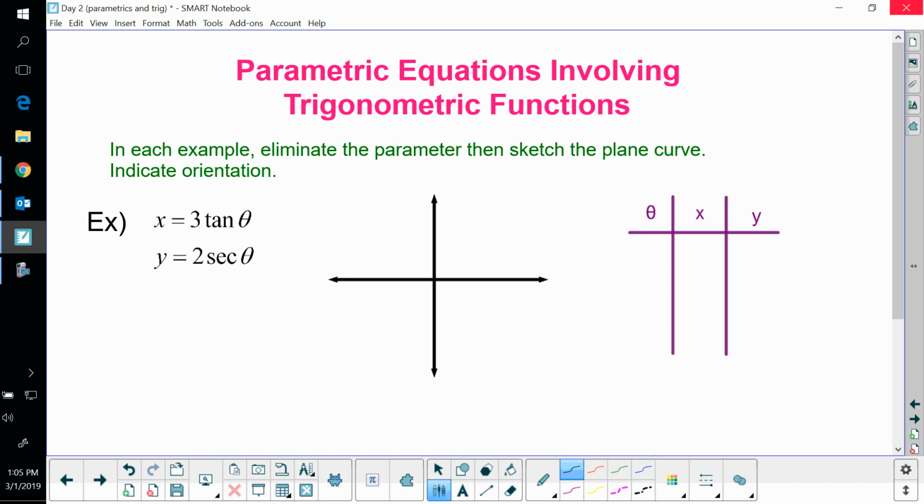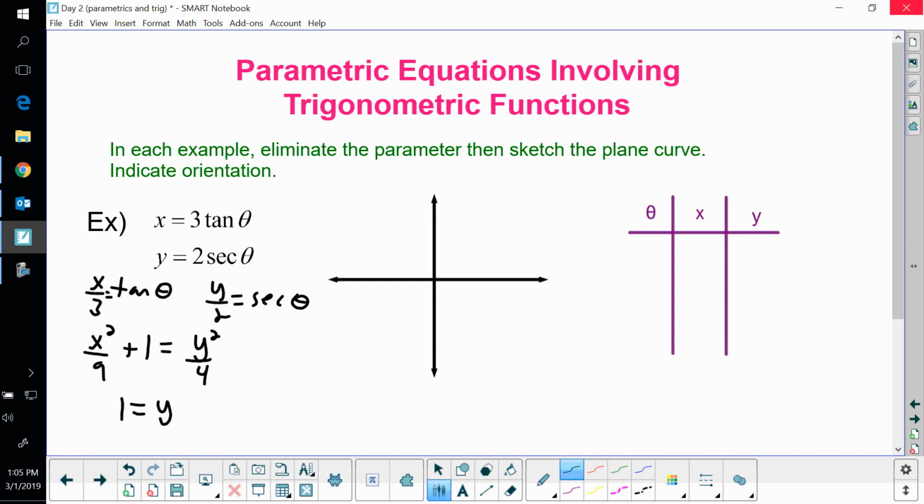All right, so we have a similar idea here. We'll have x over 3 is equal to tan theta. We have y over 2 equals secant theta. So when we use our Pythagorean property, we'll have x squared over 9 plus 1 is equal to y squared over 4. So this time the y part is positive as we subtract the x squared over 9 over. So that tells us we've got a hyperbola.